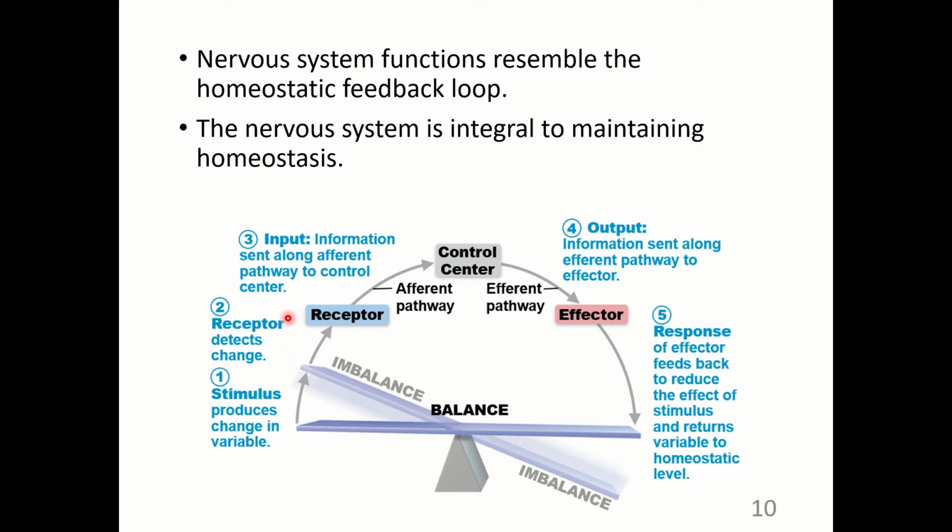As the information travels towards the control center, it goes through step 3, input. Information is sent along the afferent pathway. Afferent approaches. It's the sensory pathway towards the control center. The hypothalamus is the center in the brain that regulates thirst.